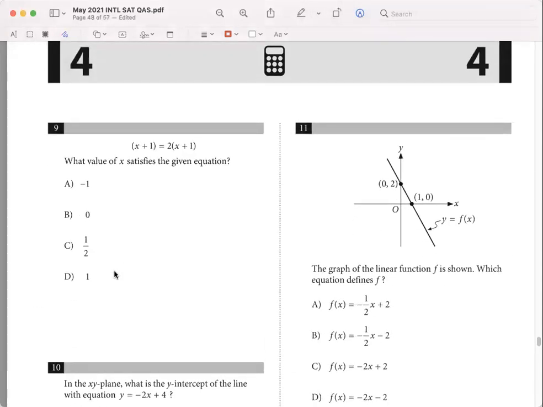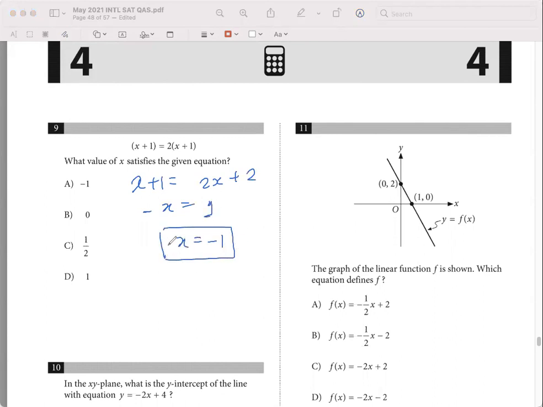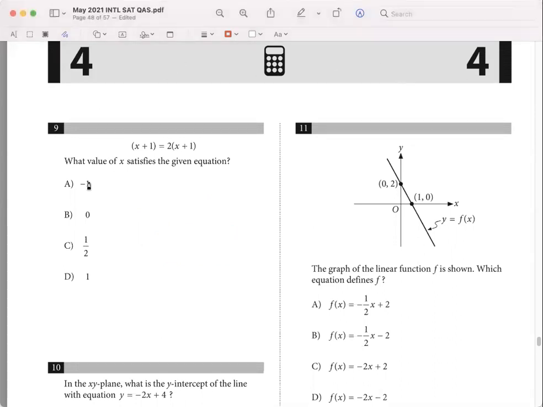Question 9. x plus 1 is 2 times x plus 1. What value of x satisfies the given equation? Okay, so let's just solve this. Actually, it would be -1. You can just plug that in C because both sides would become 0 if you put x as -1. But if you want to solve it algebraically, it would be minus x is 1. So x is -1, right? So just plug in or solve it algebraically, you'll get -1.